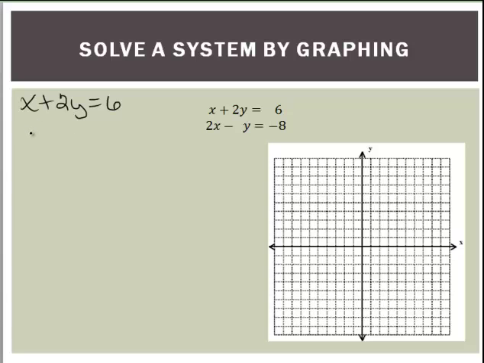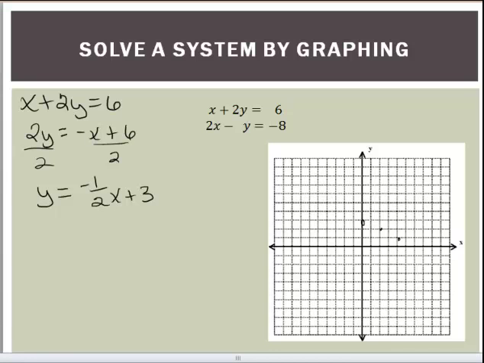So we're going to subtract x from both sides, and we'll get 2y is equal to negative x plus 6. Divide both sides by 2. So we get y is equal to negative 1/2 x plus 3. To graph this, you're going to go up to 3. Then you're going to go down 1 over 2, down 1 over 2, down 1 over 2. You'll just continue to do that, and then you connect all of those points. So your first line would look something like this.